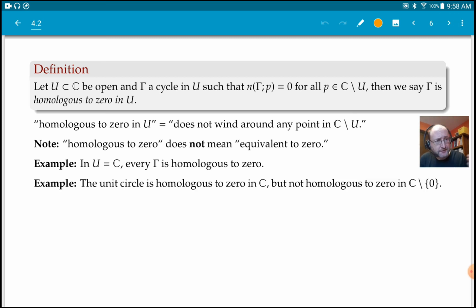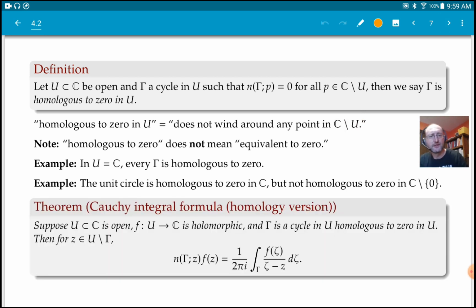Now, the domain matters, of course, because we're talking about the complement of the domain. The unit circle going counterclockwise is homologous to 0 in C, but it's not homologous to 0 in C minus the origin, because then it's going around 0, and 0 is not in the domain. So the domain matters.